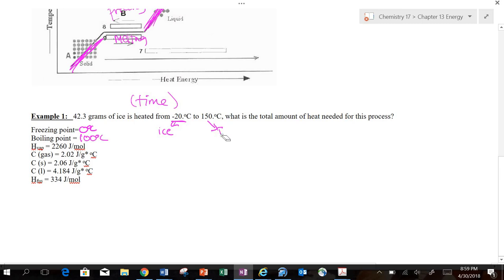We're going to turn it from ice to gas, or water vapor. So we're going from solid all the way to gas. We know we're first going to go from solid to liquid to gas.